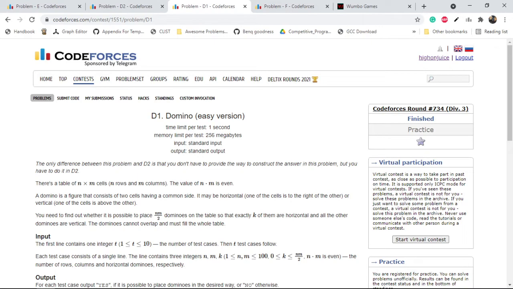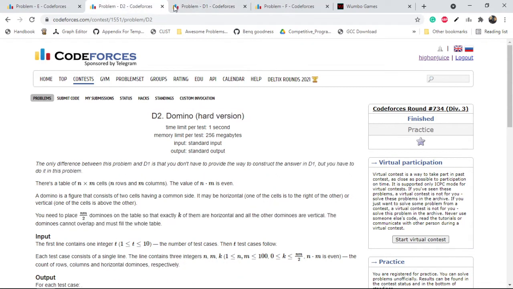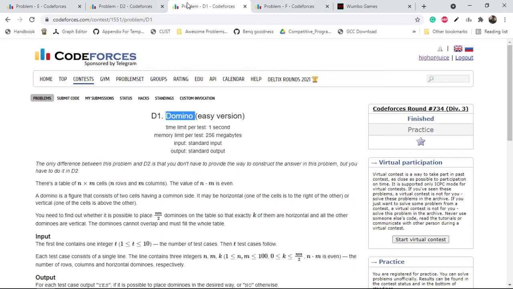Hey guys, so David here, and today I'm going to be going over problems D1 and D2 on the recent Codeforces Round 7 through 4. This was a while ago.